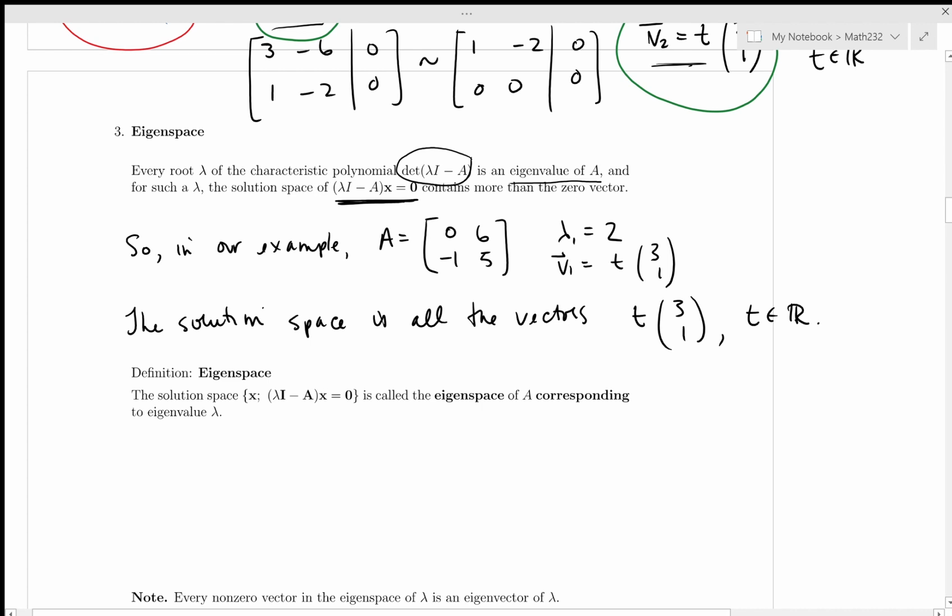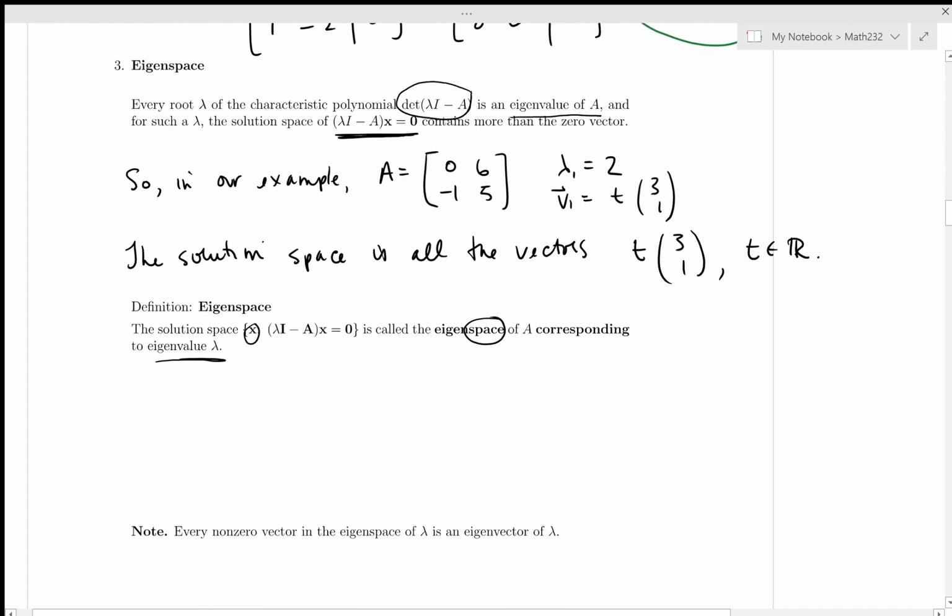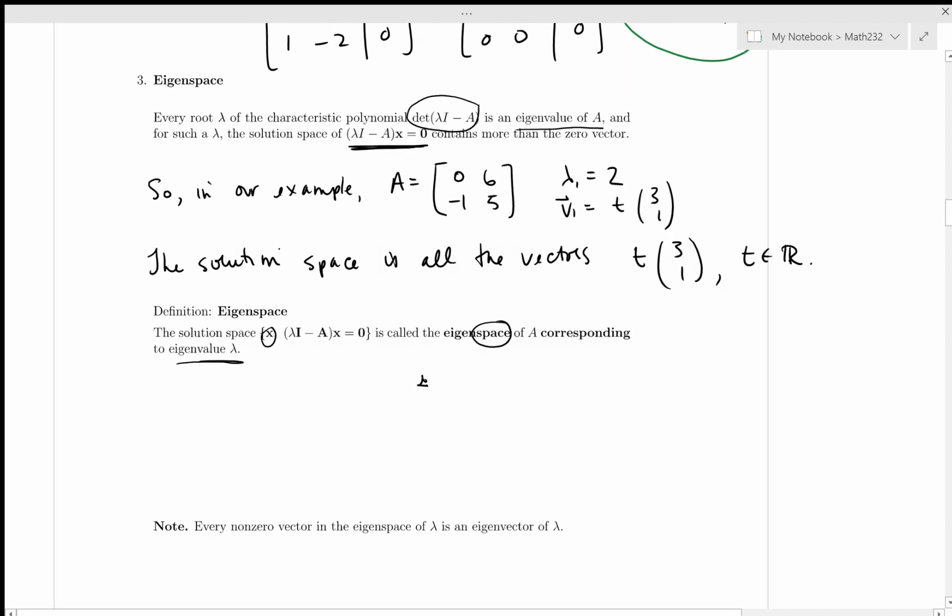Okay, so that's what this definition of the eigenspace is telling us here. The solution spaces are those vectors x such that lambda I minus A times x is equal to 0. And that's the eigenspace of A corresponding to the eigenvalue, whichever one we chose. In this case, we chose lambda 1 equal to 2. Okay, you notice it's a space. It's not just a subset. And so in this case, we have a 2 by 2 matrix. We are in R2, and that's this example.